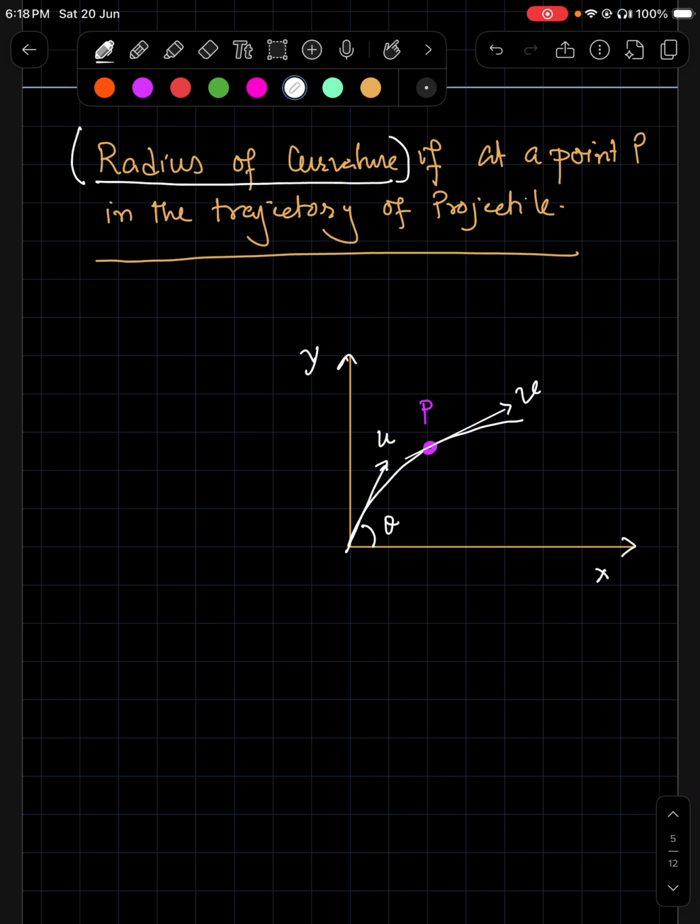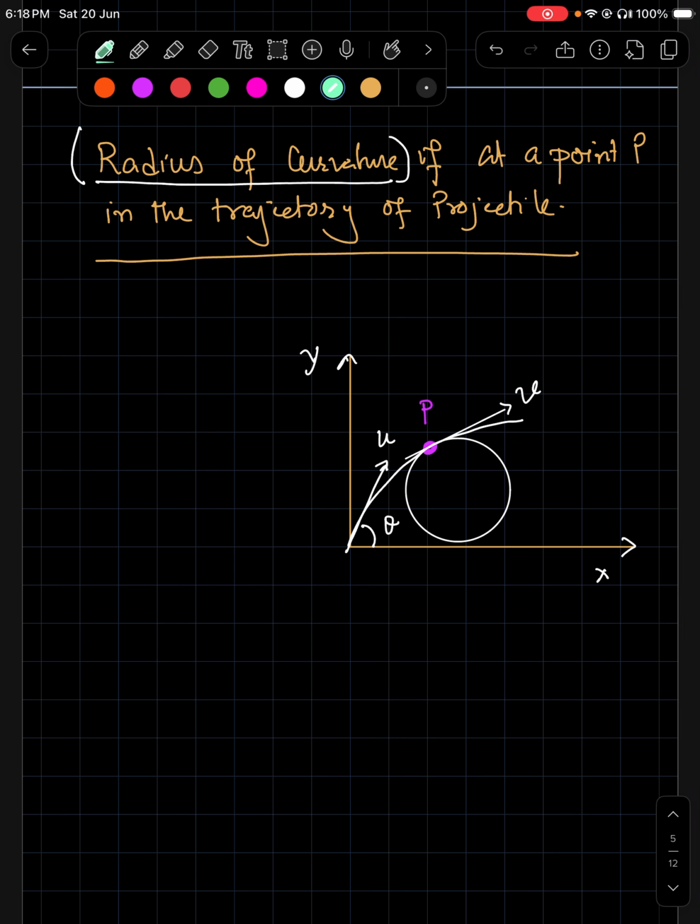Now we are going to define the radius of curvature. The radius of curvature tells me to take this v, at any instant of time, as a tangent of a circle. So you have to draw a circle here, whose tangent is giving the direction of v.